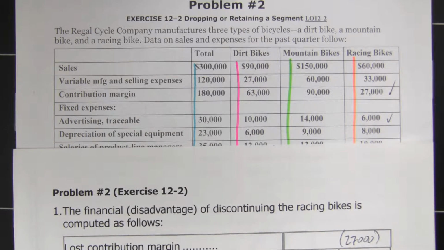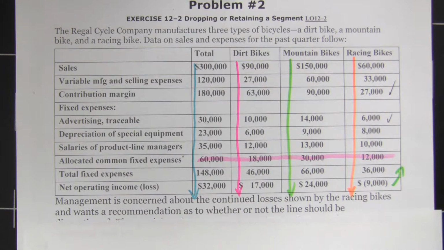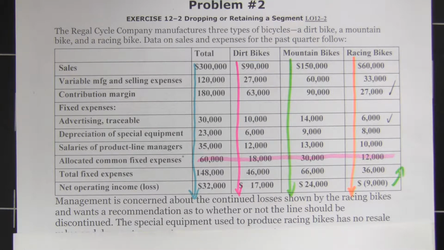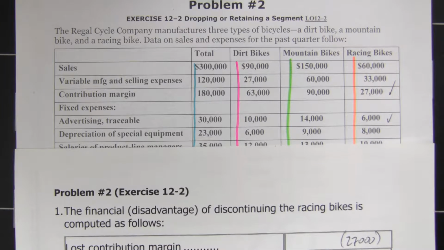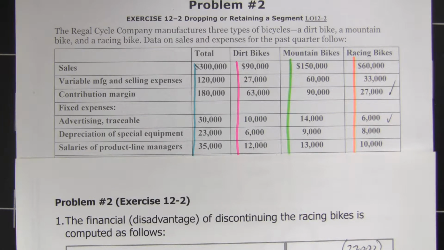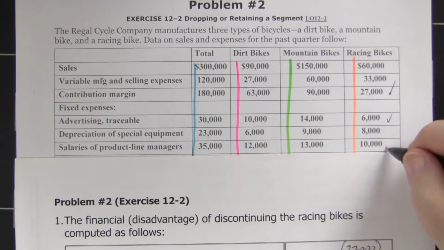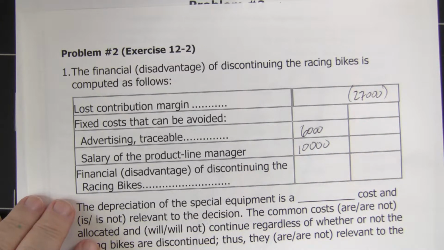And the depreciation of the special equipment, we're still going to keep that because they tell us the equipment's going to be there. Okay, the special equipment has no resale value, doesn't wear out. We'll use it for something else. We'll store it in the back room. We'll throw it away. It has no value, plus or minus, so we can ignore that. The salary of the product line manager. Well, if we're not making a product, we don't need the manager, so we'll be saving his or her salary of $10,000.